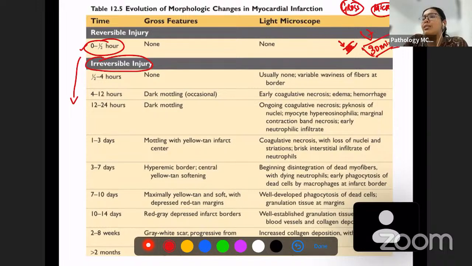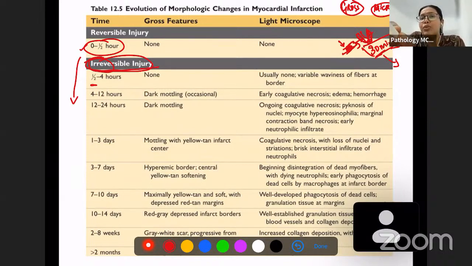So 30 minutes is the window where you can reperfuse the heart and bring it to a normal state of function. If 30 minutes has crossed, then it's going to be irreversible injury. As the name says, irreversible, it's not going to be reversible. But still we do try to reperfuse the heart after 30 minutes also. In that case, you will have something called reperfusion injury, which we will be discussing in further sessions. So irreversible injury will occur.